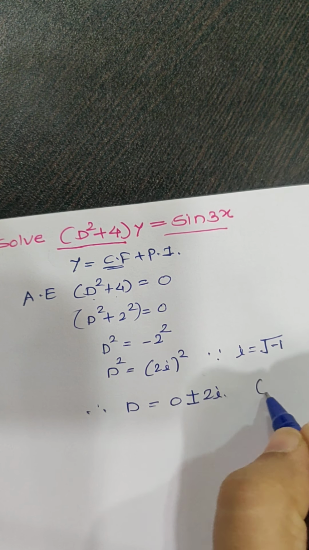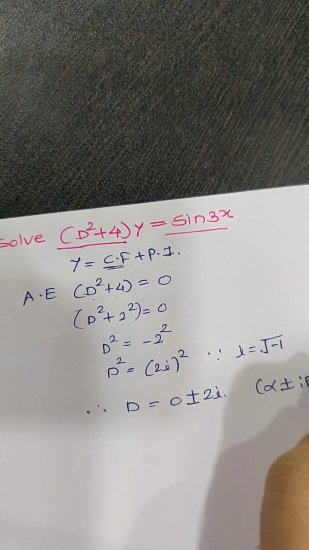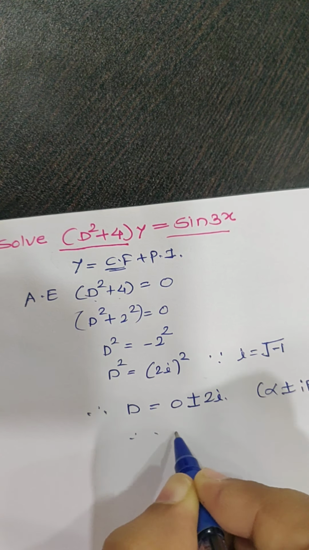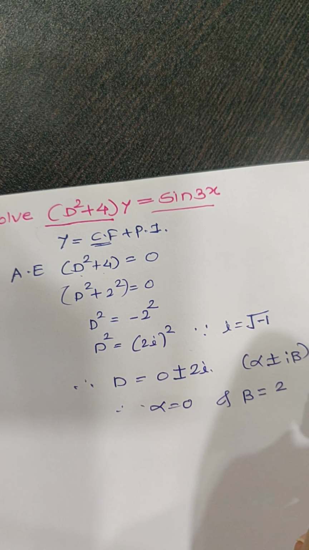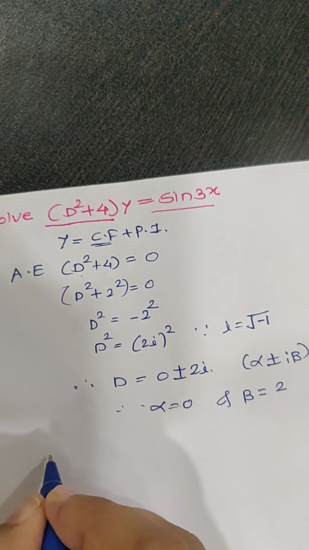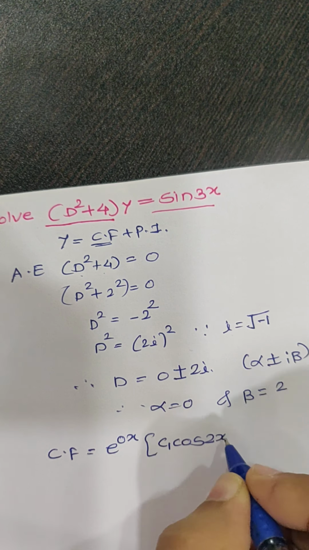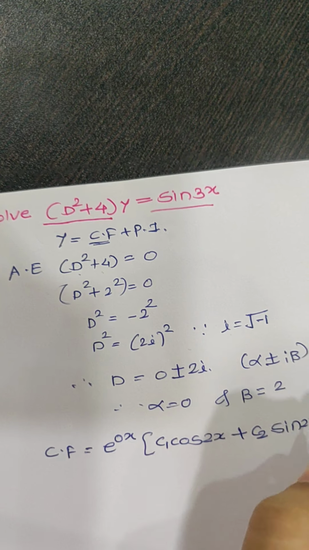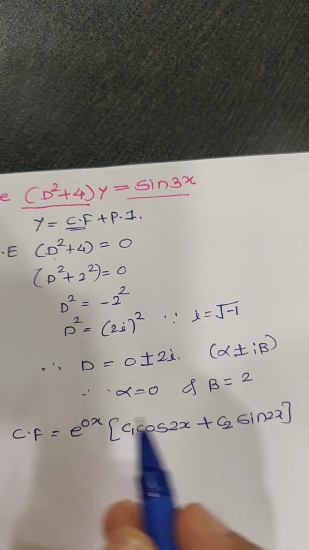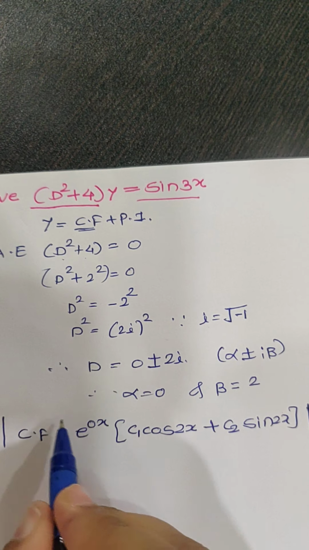If we compare this with alpha plus i beta, then our alpha becomes 0 and beta becomes 2. So these roots are unequal and imaginary. Therefore CF is e raised to 0x (c1 cos 2x plus c2 sin 2x). This is the complementary function.